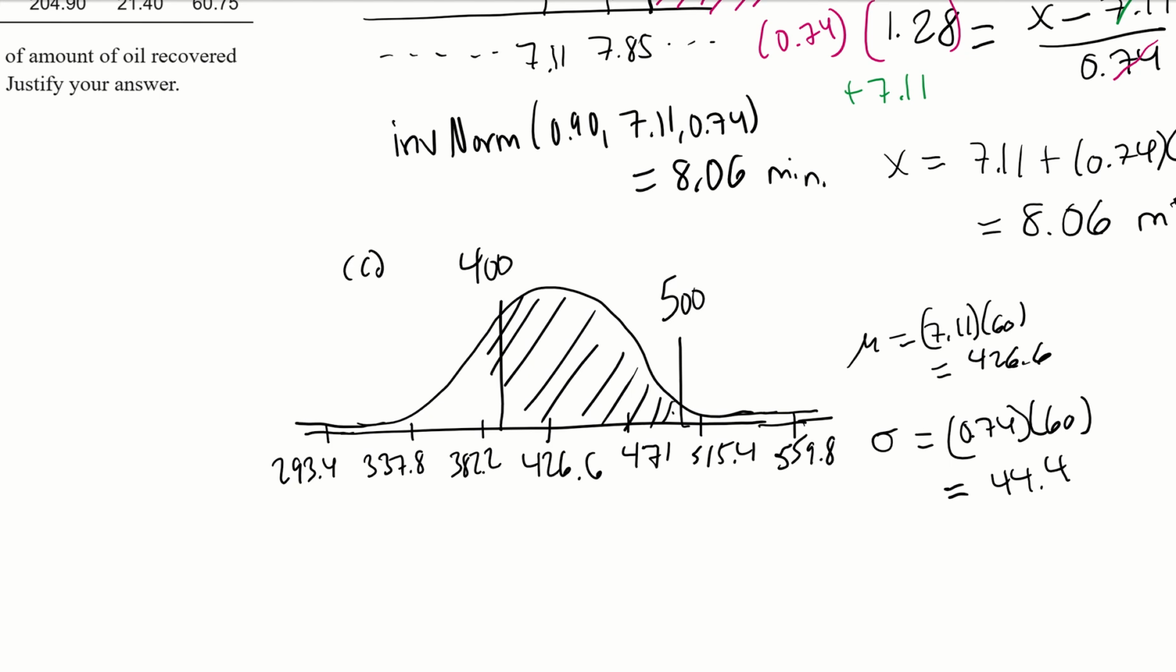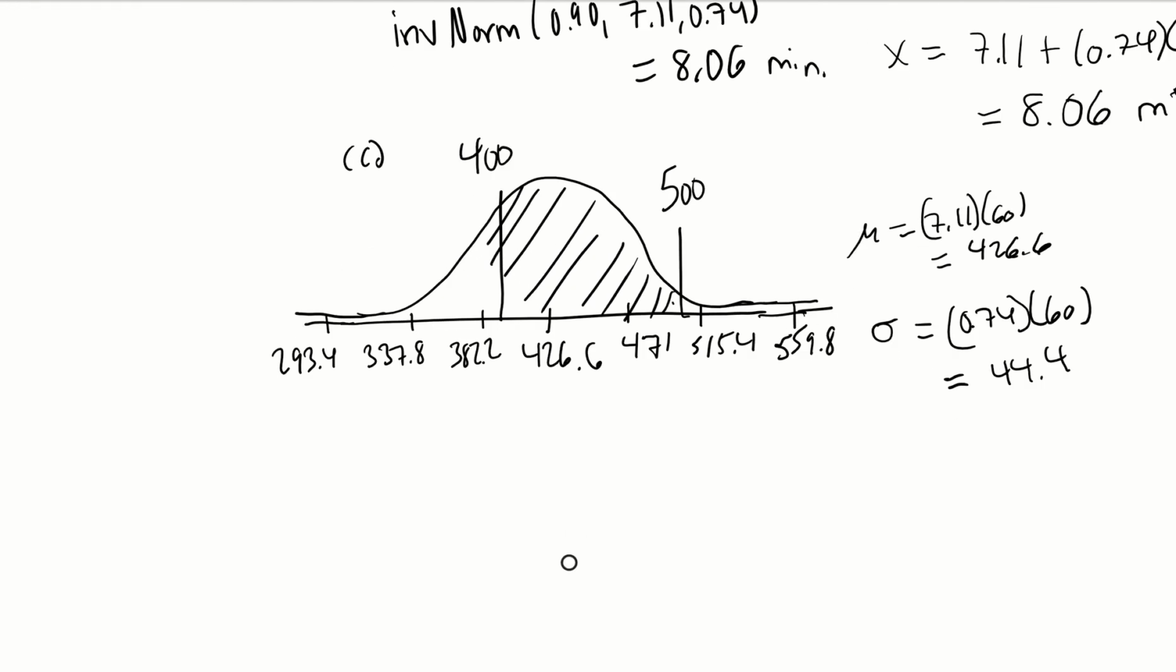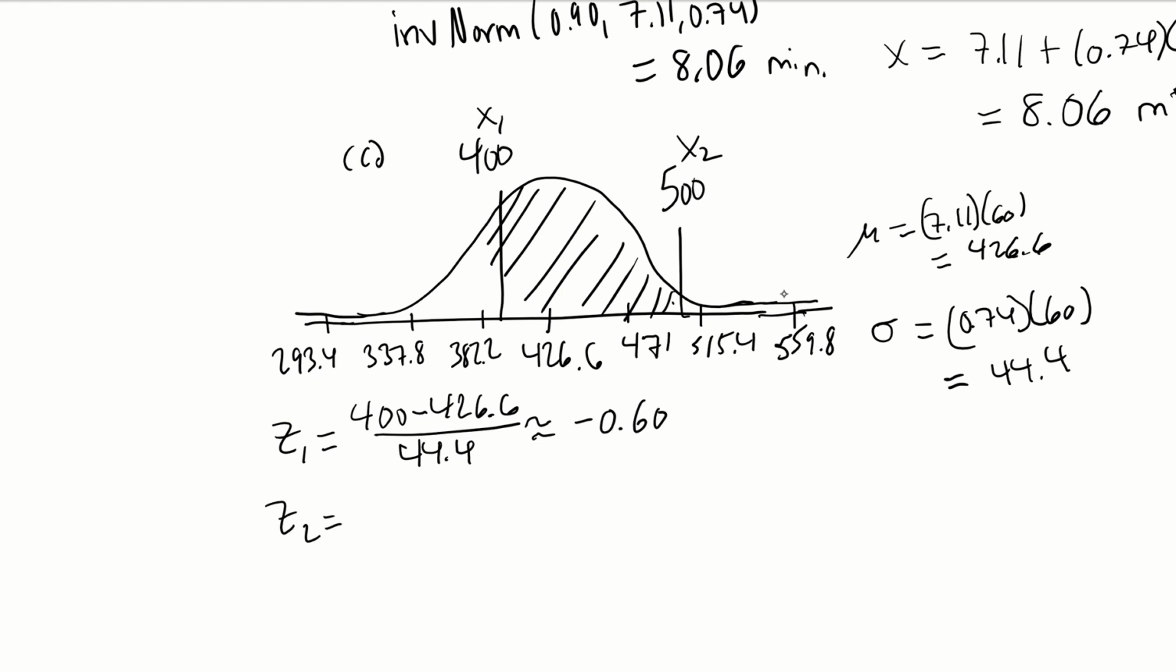Okay, so there we go. Let's calculate our z-scores. We've got two z-scores to do, z1 and z2. This is x1, this is x2. For z1, 400 minus the mean, 426.6, divided by the standard deviation, 44.4. So we get about negative 0.60. Now z2 is 500 minus 426.6 divided by 44.4. That's 1.65.